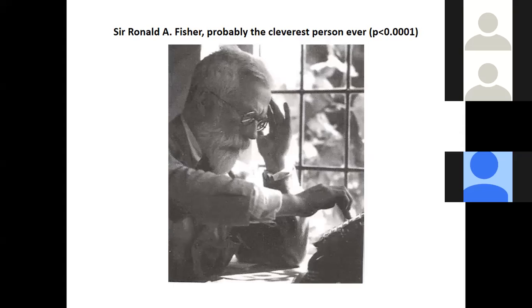So he's probably the cleverest person ever. Look at the p-value there. Those are the fathers of statistics who developed statistics in those days. He was a geneticist. He was the one from whom all this study design started, where they would plant some crop on one plot and another crop on another plot. He was also the one who wrote the statistical tables.